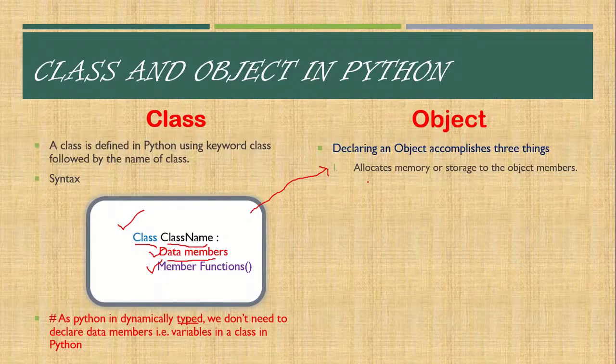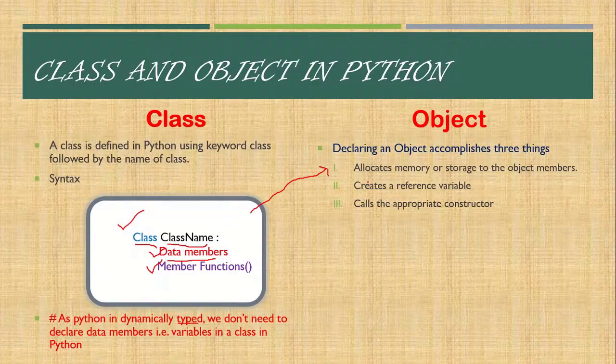The first thing is memory allocation is done to all the variables which are there in a class. And then the second thing is a reference variable is created, so that the object will be given some name. That will be the reference variable in this case. And then when the object is created, there is a method that is called implicitly. We need not call it explicitly, and that method is a constructor method.